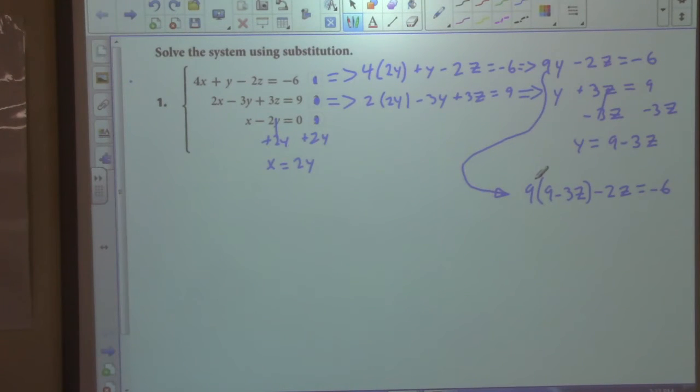Okay, then we have 9 times 9, which is 81. And what's 9 times negative 3? Negative 27z, minus 2z equals negative 6. Okay, do we have like terms over here? So negative 27 minus 2 is negative 29, right?